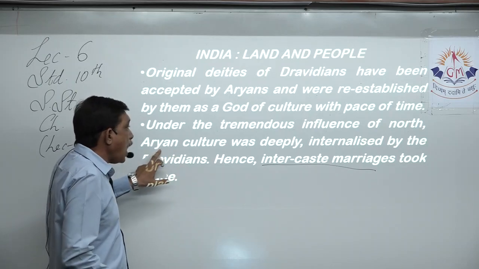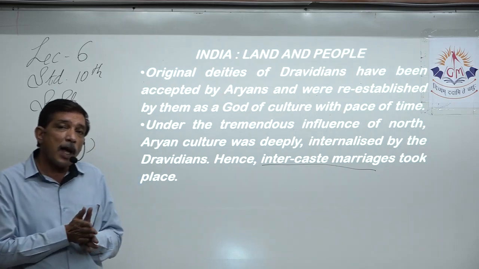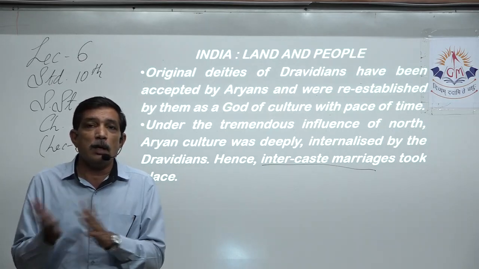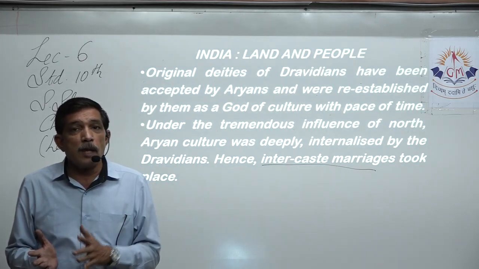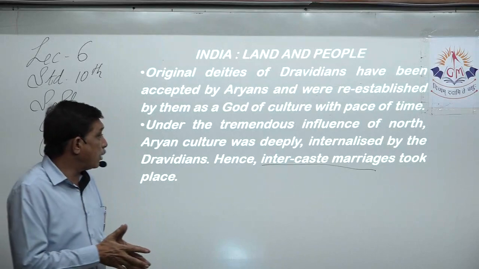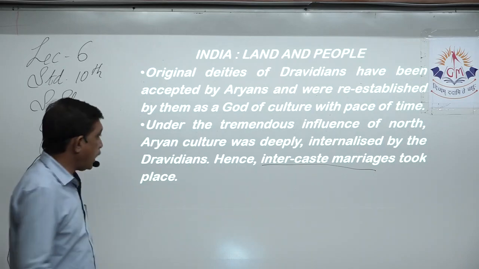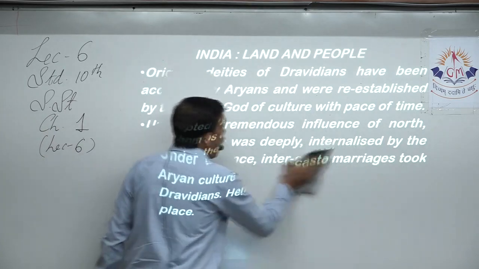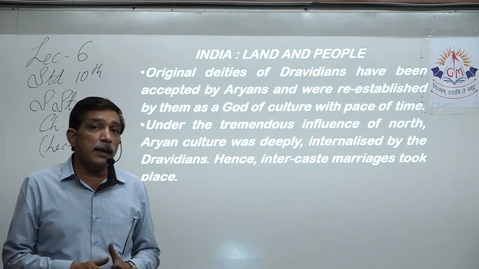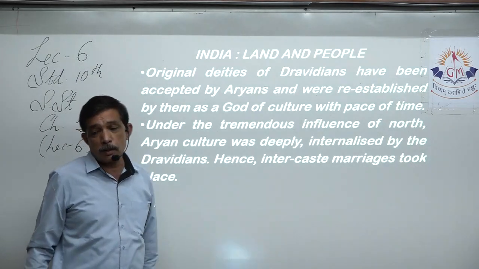Now please understand this. Aryan culture was deeply internalized, because when that type of intercaste marriages happen, they are internalized. That means now husband and wife might be from different tribes. One might be Aryan, one might be Dravidian, but now they are living together, so the culture is going to get mixed. So intercaste marriages took place, and that helps in Indianizing the Aryans, because the Dravidians are already Indian. Who has to now become Indian? The Aryans. So they got Indianized by intercaste marriage.